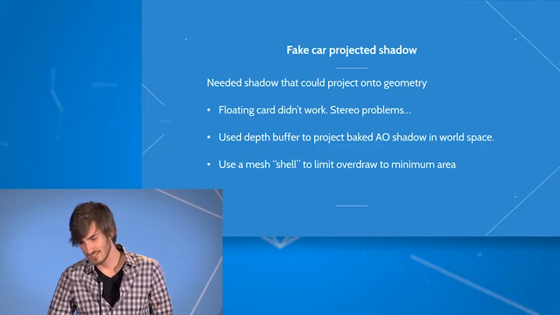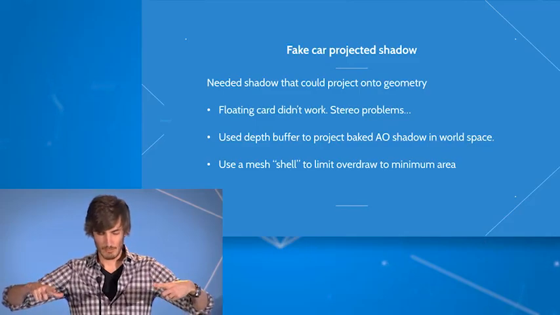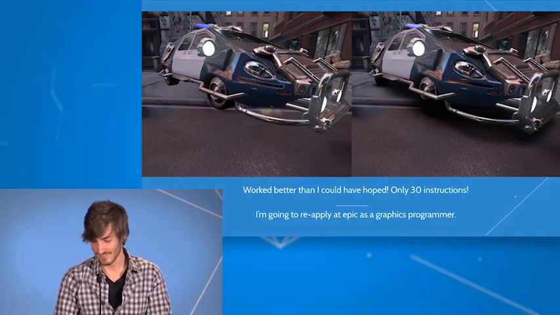For the car shadow, we had to get a little more complicated. The dynamic car came over the curb on the left, so we couldn't really just use a card. That was my first attempt, to use a regular card, but this is the stereo problems again, where a flat floating card looks like a flat floating card. So I had to get a little bit more in depth with that. We used the depth buffer to project this AO map that we baked in 3ds Max in world space onto the ground, and then did a local transform on it to the mesh of the car. It looks pretty cool, I have to say. It was only 30 instructions, so I think I'm going to quit and reapply as a graphics programmer.